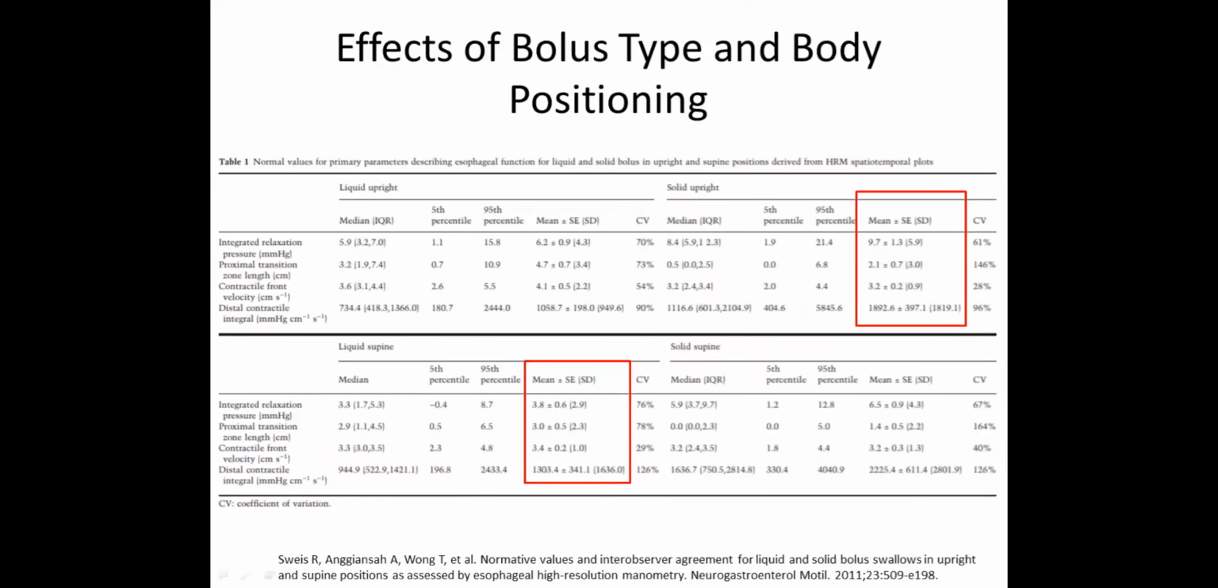So roughly, I'll just mention about this, right? This was actually presented earlier, but it's just to show you the effect of changing the patient's position and also changing the consistency of the bolus given during manometry. As you can see, the IRP in supine is actually slightly lower, 3.8. The IRP in the upright position is actually slightly higher, about 9.7 here. And you can see the DCI using liquid is usually lower, 1,003 here. And the DCI, when you change it to solid, is usually higher, in this example about 1,900.